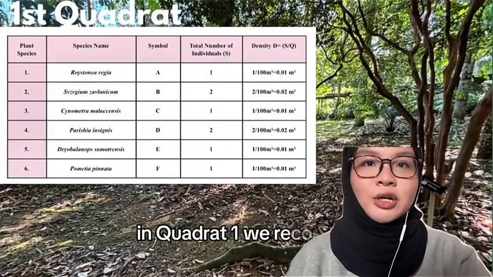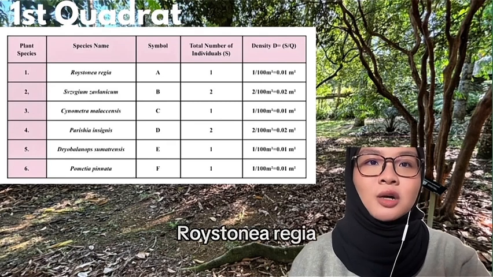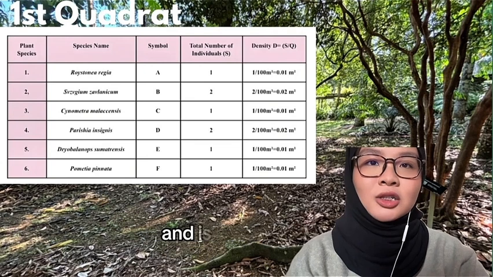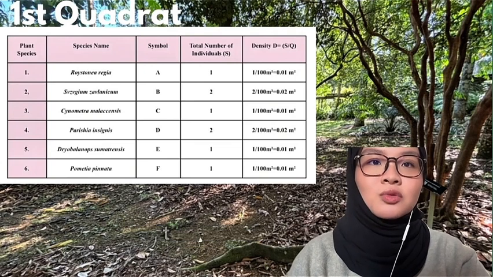In Quadrat 1, we recorded species such as Roystonea regia, also known as the royal palm. This species is typically found in tropical forests and is known for its tall trunk and adaptation to well-drained soils.